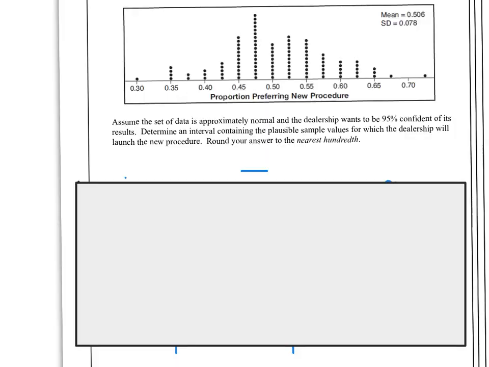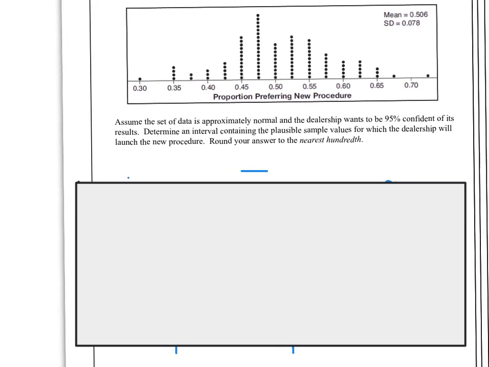For this part, they talk about, and you can read the question, they want you to be 95% confident of their results. So it says that right here, 95% confident. Now, if I look up here, I see that they gave me the mean and the standard deviation. So remember, when we have 95% confidence, that would be the mean plus or minus 2 standard deviations, okay? And if you read the question, it says determine an interval. So basically, we're going to just plug in what the mean and the standard deviation are and go from there.